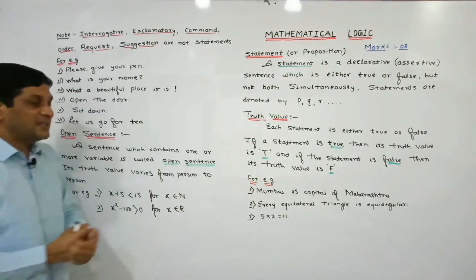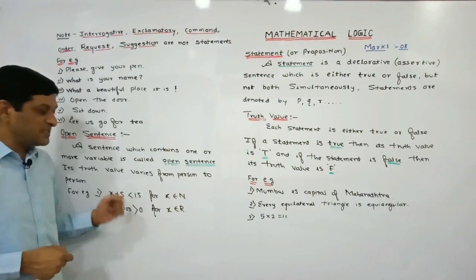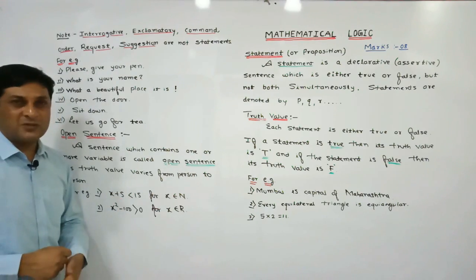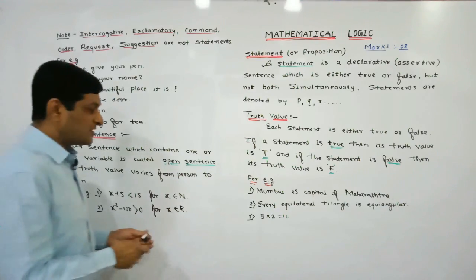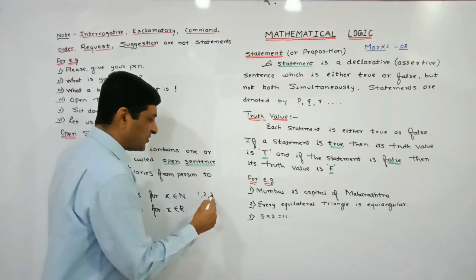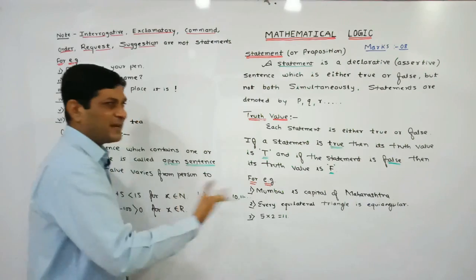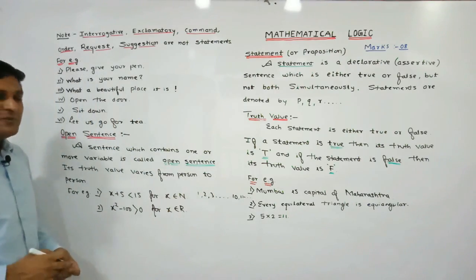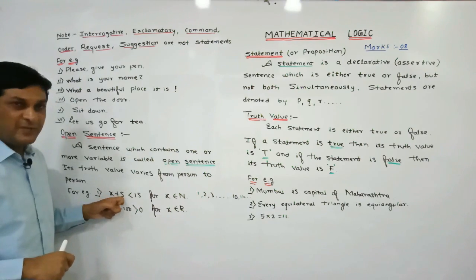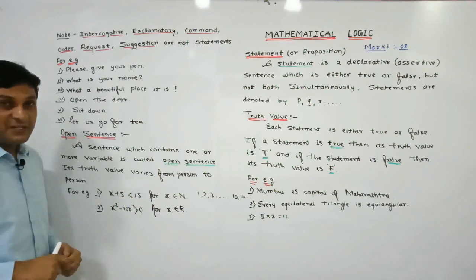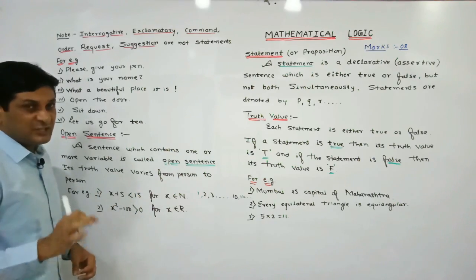Just consider the example. Suppose I am considering one example, x plus 5 is less than 15 for x belongs to natural numbers. Now how many natural numbers are there? Infinite natural numbers are there: 1, 2, 3, isn't it? 10, 11, 12. So infinite natural numbers are there. So now if I am considering the value of x equal to say 5, then 5 plus 5 will be 10, and yes, 10 is less than 15, meaning for x equal to 5, this sentence is true.